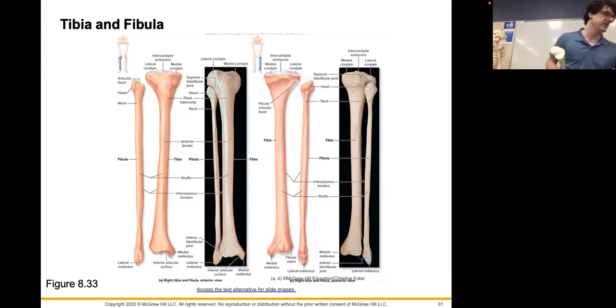Now, the way we're going to tell the medial surface of the tibia is actually from this little guy right here, this little bony protrusion. This is going to be called the medial malleolus, medial because it is on the medial surface of the bone. So I can now tell this is a left tibia because this one is right here.